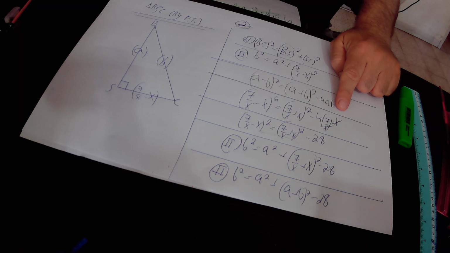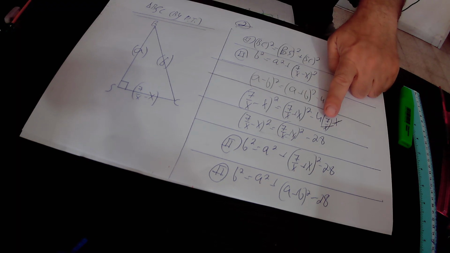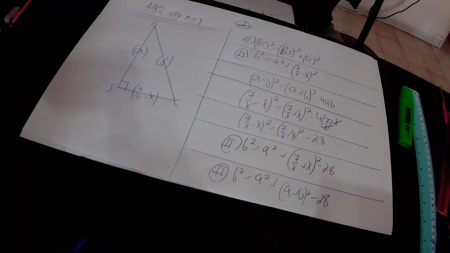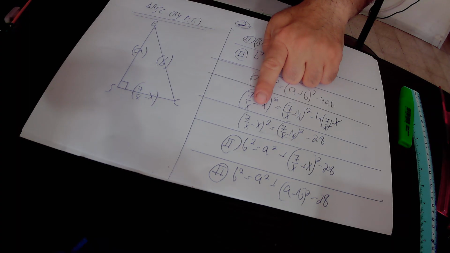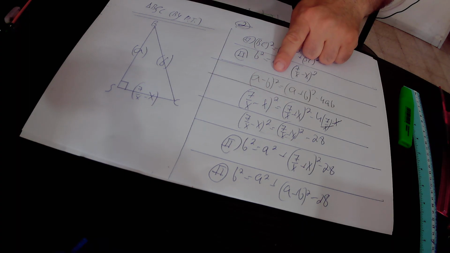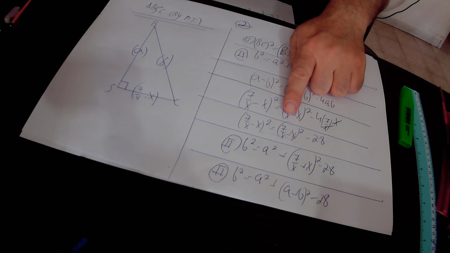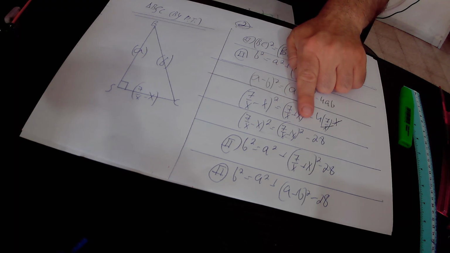Here we have x on both sides of the expression. We have x in the numerator and x in the denominator. So x will get cancelled, and therefore in total this expression will be equal to minus 4 times 7, that is minus 28. So the expression (7 over x minus x) square, according to this algebraic identity, equals (7 over x plus x) square minus 28.